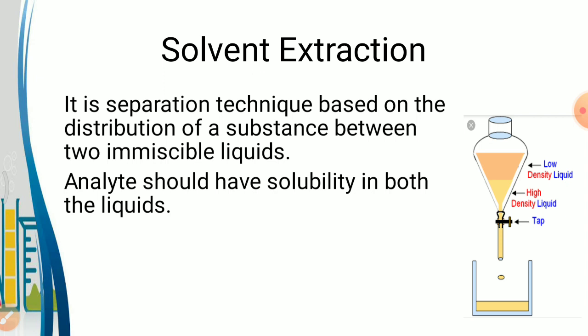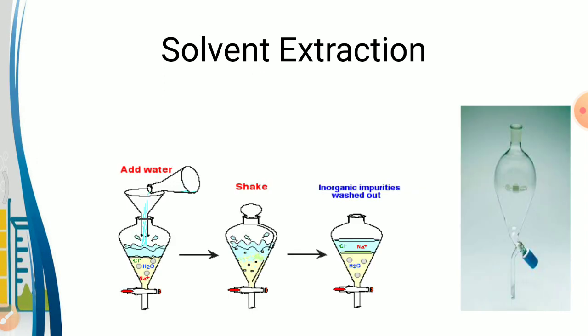Solvent extraction is nothing but a kind of liquid-liquid extraction in which an aqueous solution is brought into contact with a second solvent, which can be an organic solvent immiscible with the first, in order to bring about a transfer of one or more solutes into the second solvent. The analyte should have solubility in both liquids. Here you can see on the right hand side of the screen the apparatus used for solvent extraction, called a separatory funnel, and how separation is carried out.